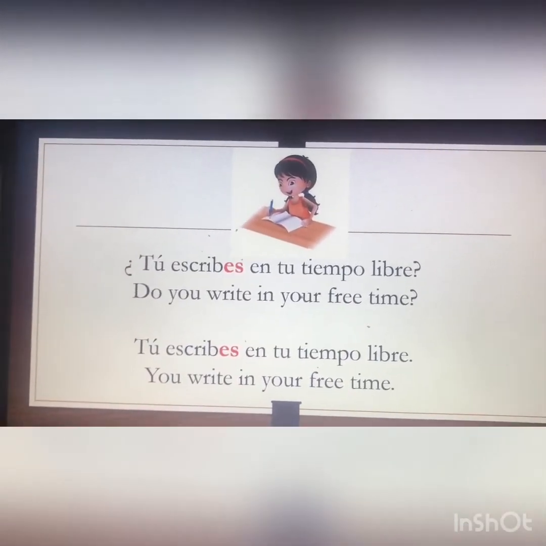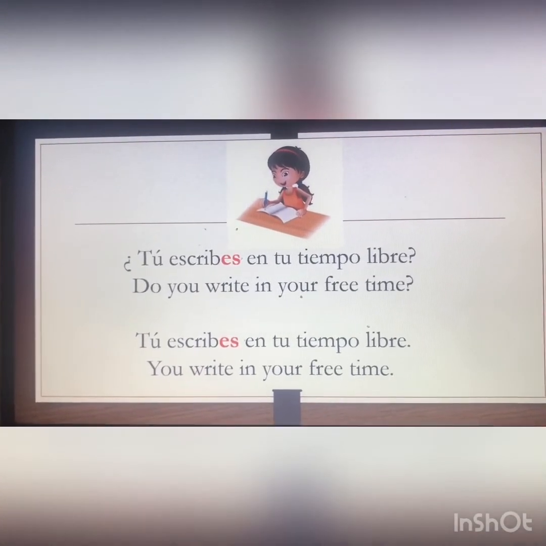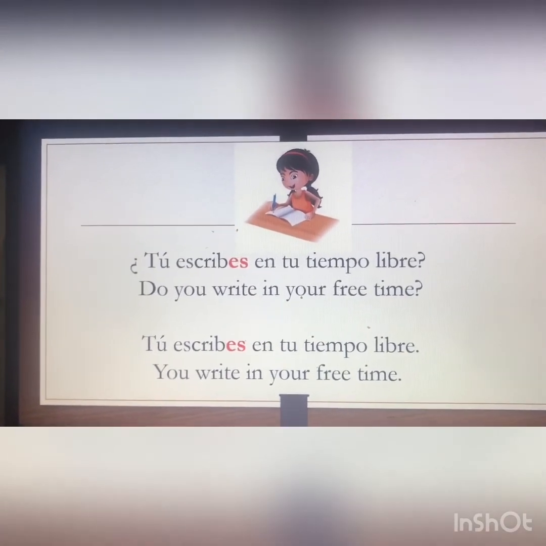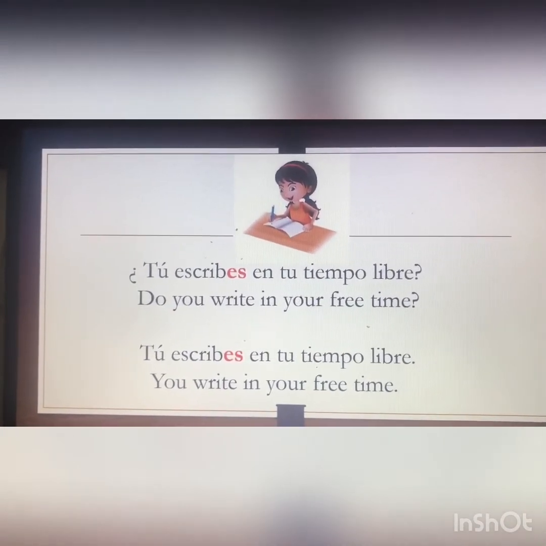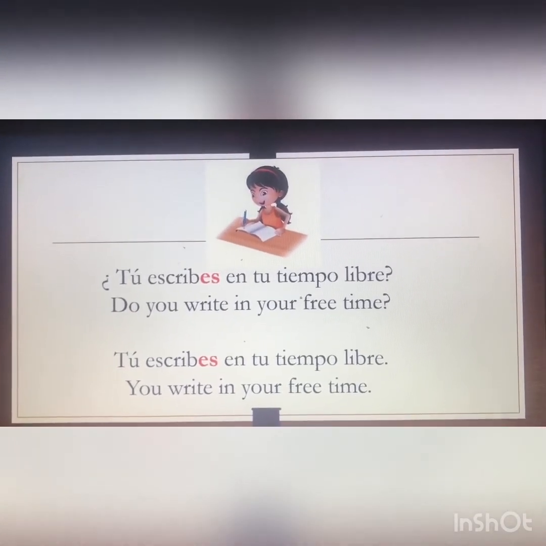So the question would be, ¿Tú escribes en tu tiempo libre? Meaning, do you write in your free time? Or you could make a sentence, Tú escribes en tu tiempo libre, meaning you write in your free time.